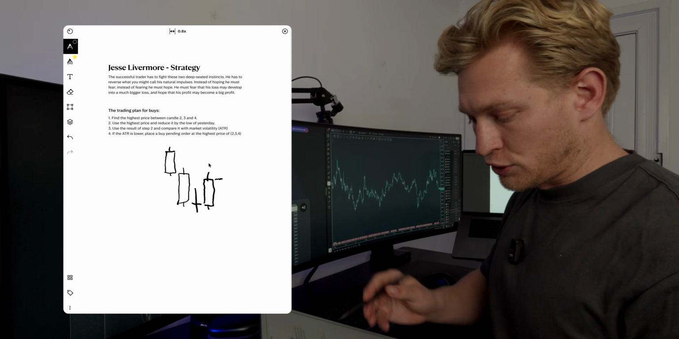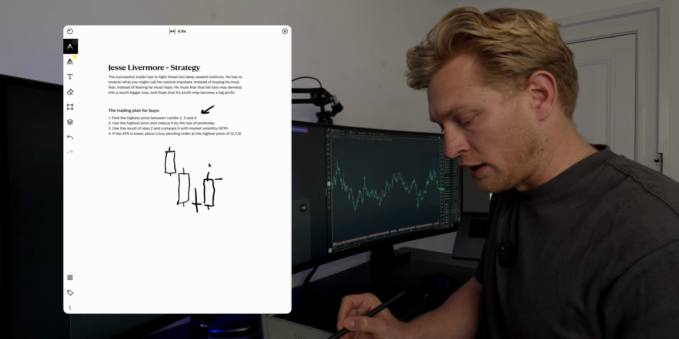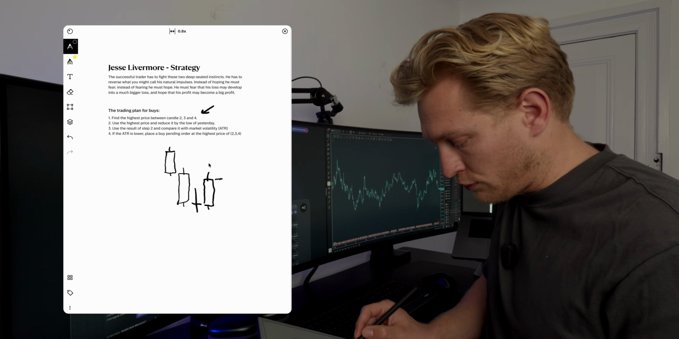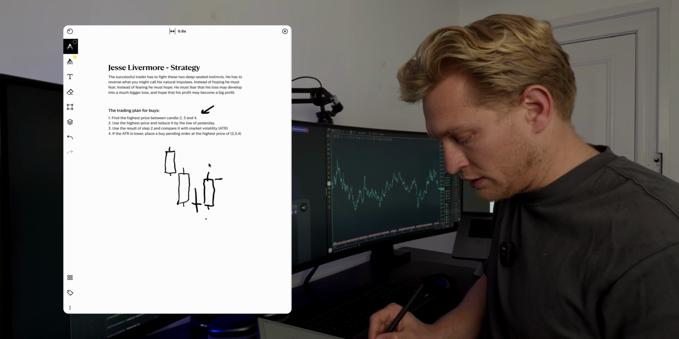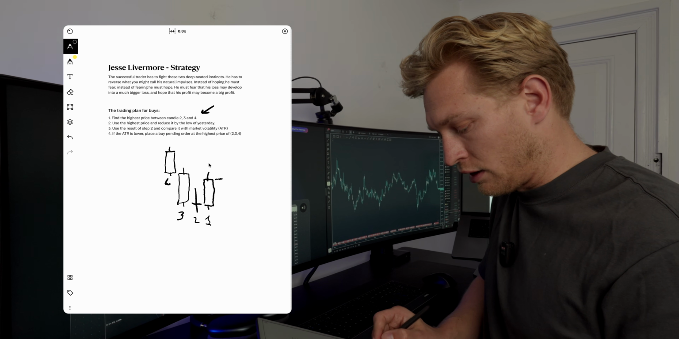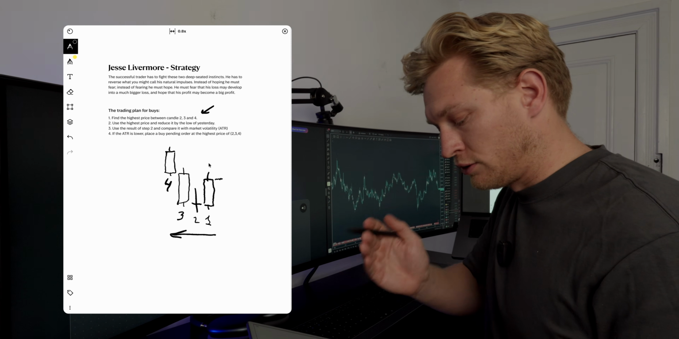And yeah, the first rule here is the trading plan and then find the highest price between candle 2, 3 and 4. So for the new ones, how we count candles is: if current price is right here, then this is candle ID 1, this is candle 2, this is 3, and then obviously this is candle 4. So we just count from right to left.